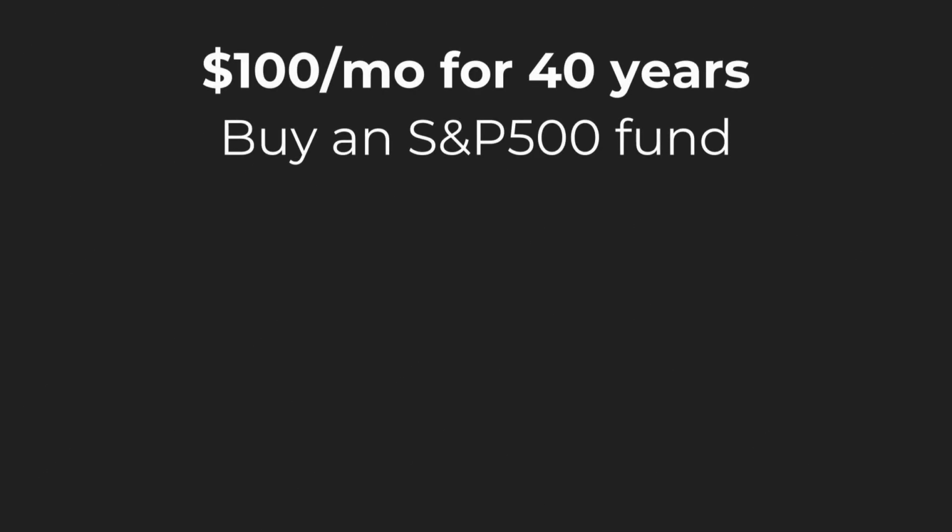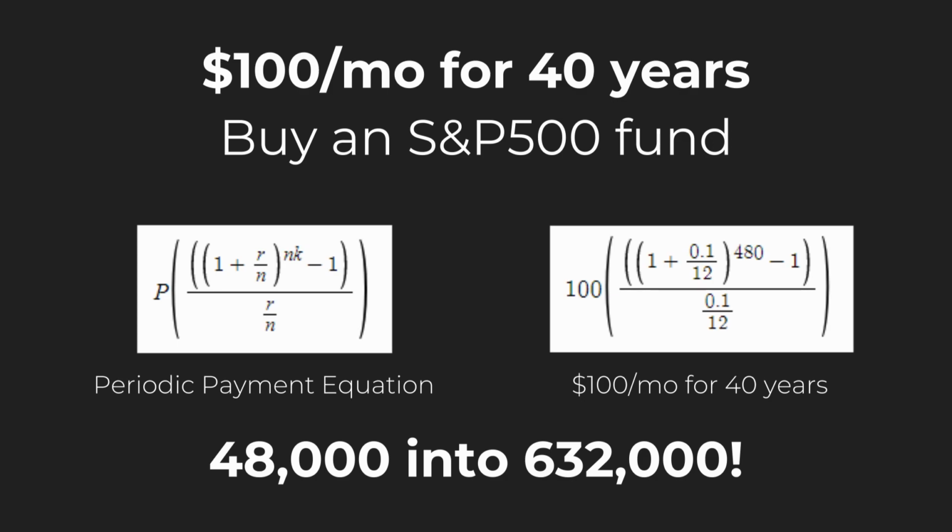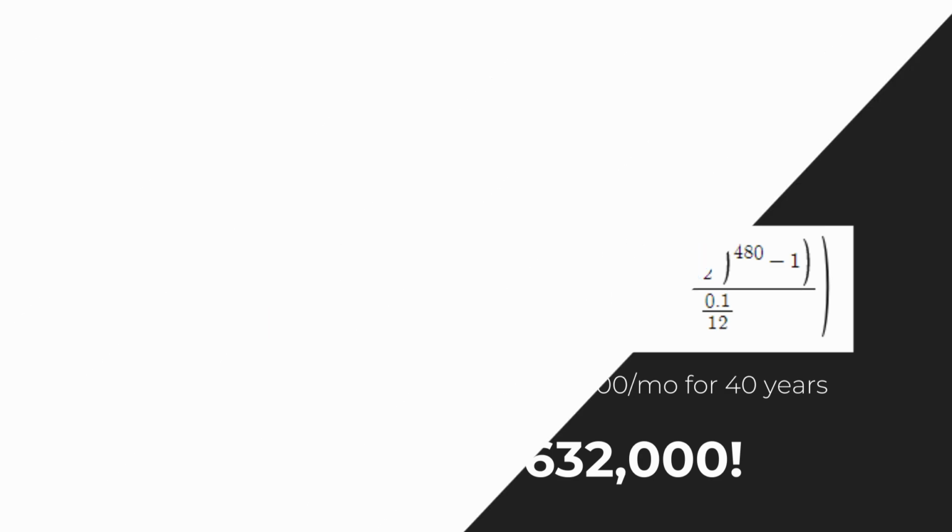So imagine that you put in $100 a month into buying an S&P 500 fund, which is doable for most people, for the next 40 years. That means that you've put in $48,000 of your own money, and assuming that a 10% yearly rate still holds, you will have grown that investment to over $630,000.